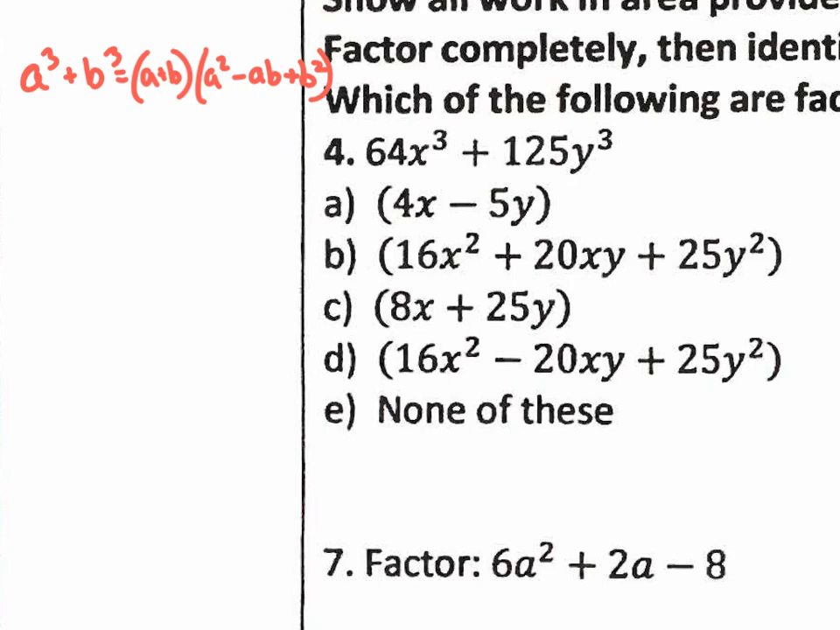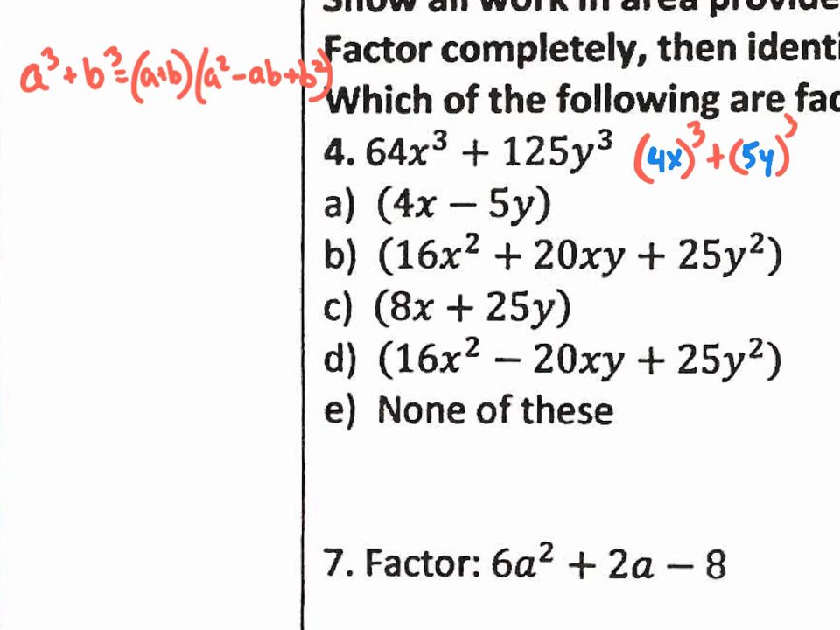So the question is, could we rewrite number 4 as something cubed in parentheses plus something cubed in parentheses? That way we could identify the a and the b. So what value cubed will give us 64x cubed? 4. Okay, what about the x though? You need 4x, right? 4x times 4x is 16x squared, times another 4x will give you the 64x cubed. Anyway, the other parentheses is going to have what? 5 and y.